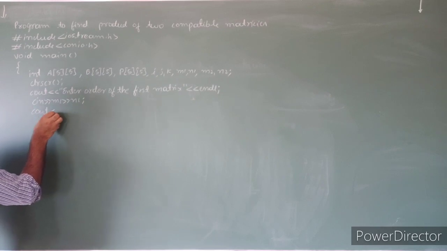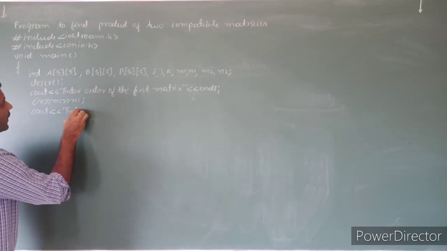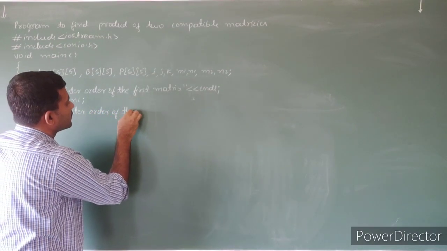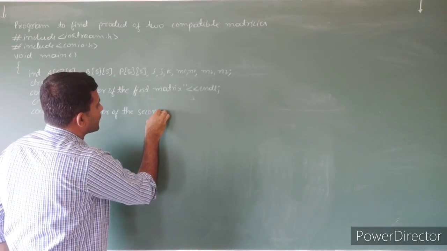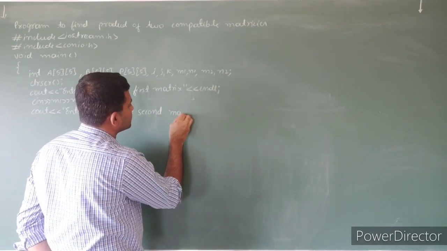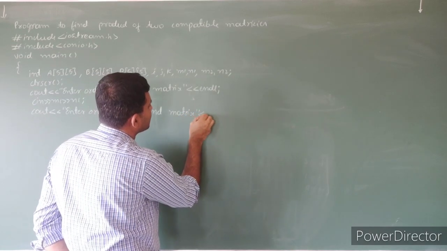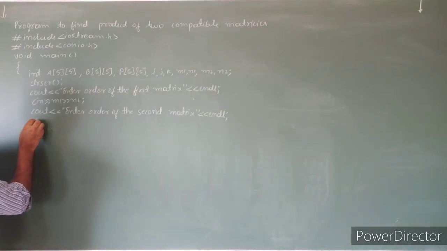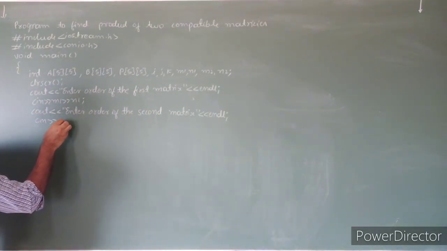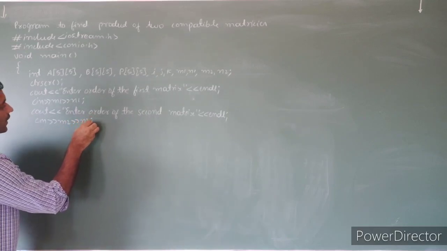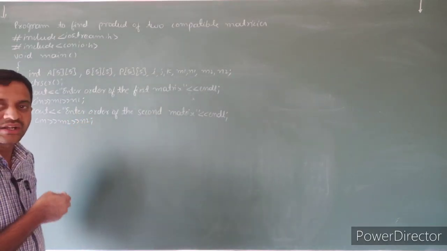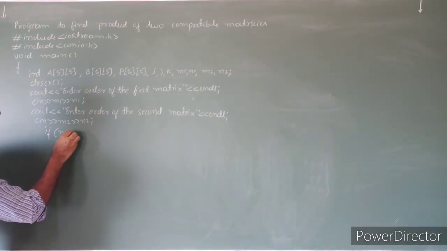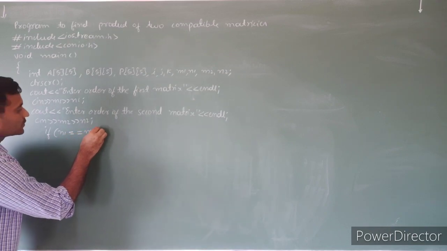Next, enter the order of the second matrix. Then the order is cin extraction M2 extraction N2. First read the order separately. Then verify if the inner orders, that is N1, is equal to M2.